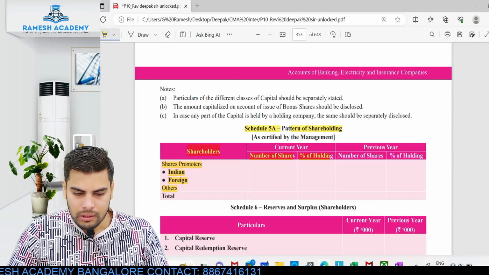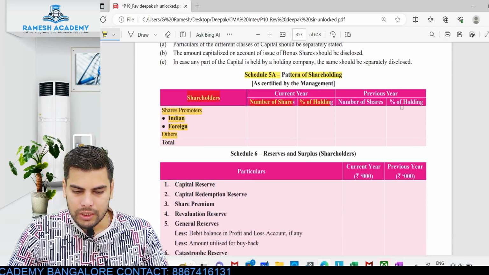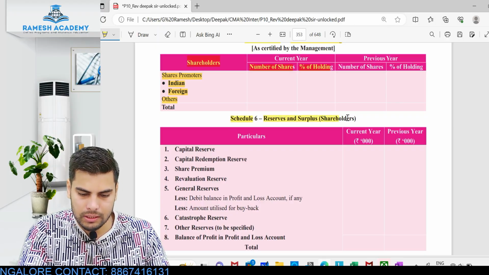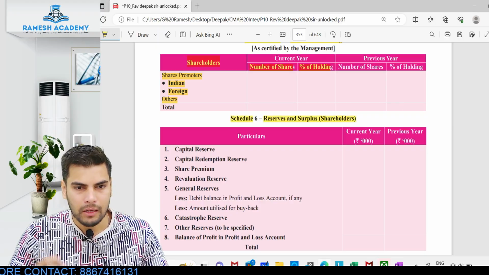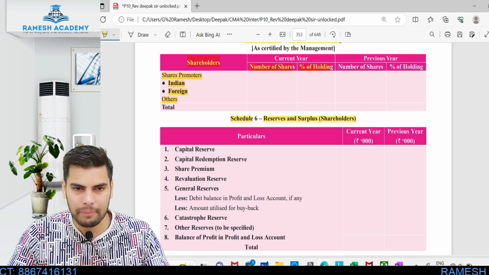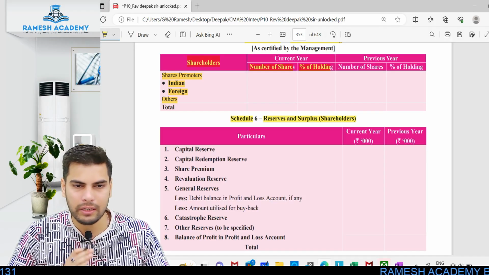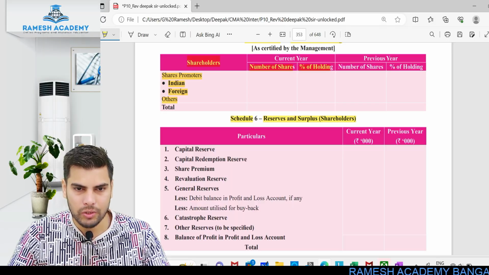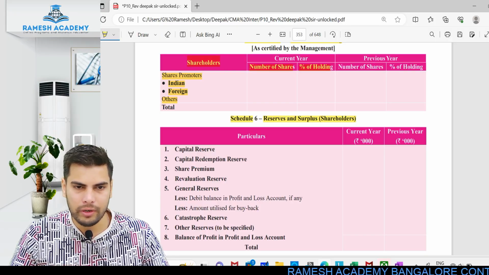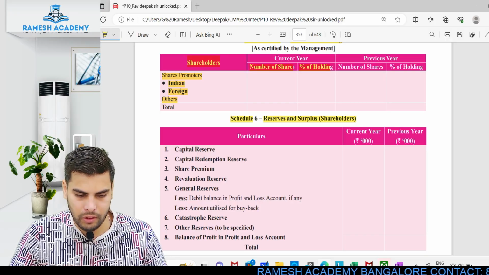All right. So then the next schedule will be schedule 6. This is relating to your reserves and surplus. So here, when it comes to reserves and surplus, all the reserves you will be showing, whether it is capital reserve, whether it is capital redemption reserve, whether it is revaluation reserve, whether it is general reserve, whether it is catastrophe reserve, whether it is the balance in your P&L account. Same way, securities premium also will be shown over here. So look at this.